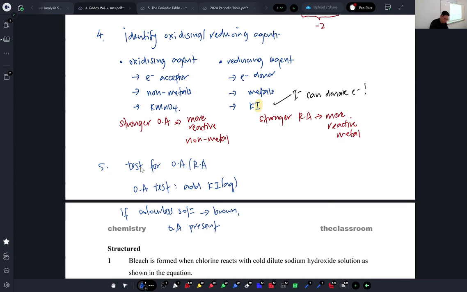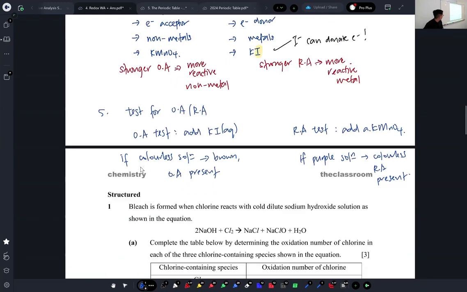Reducing agent test: add acidified KMnO4. If the purple solution turns colorless, then RA present. Okay, sorry, I shouldn't have taken shortcuts in life. The A stands for acidified. Okay. Thanks for asking.